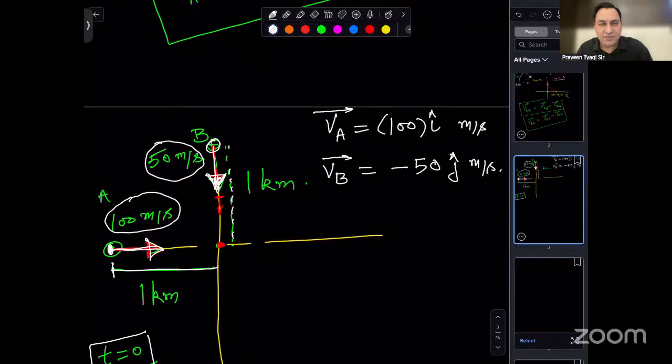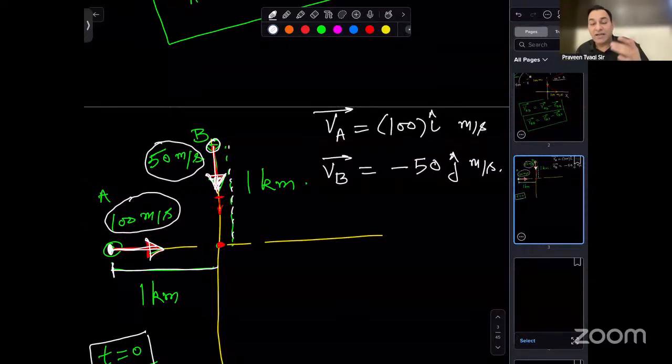A will reach the origin first. But right now, the thing being discussed is when they will come closest to each other, and what is that distance of closest approach? When they are closest, what is the distance between them? That is what we'll find out. Just first understand this: velocity of A, velocity of B.